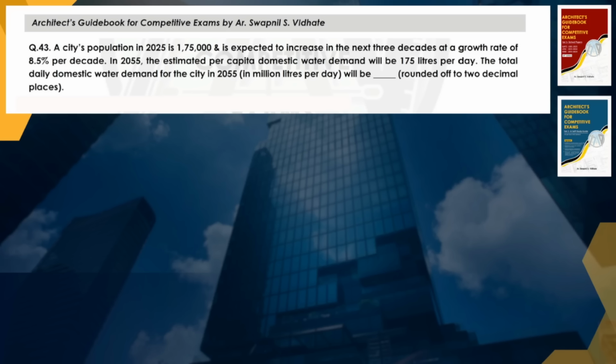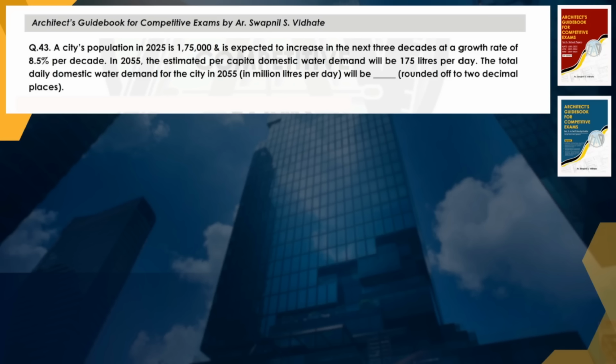Question 43, numerical answer type question. A city's population in 2025 is 1,75,000 and is expected to increase in the next 3 decades at a growth rate of 8.5% per decade. In 2055, the estimated per capita domestic water demand will be 175 liter per day. The total daily domestic water demand for the city in 2055 in million liters per day will be how much? And we have to answer rounded off to two decimal places.